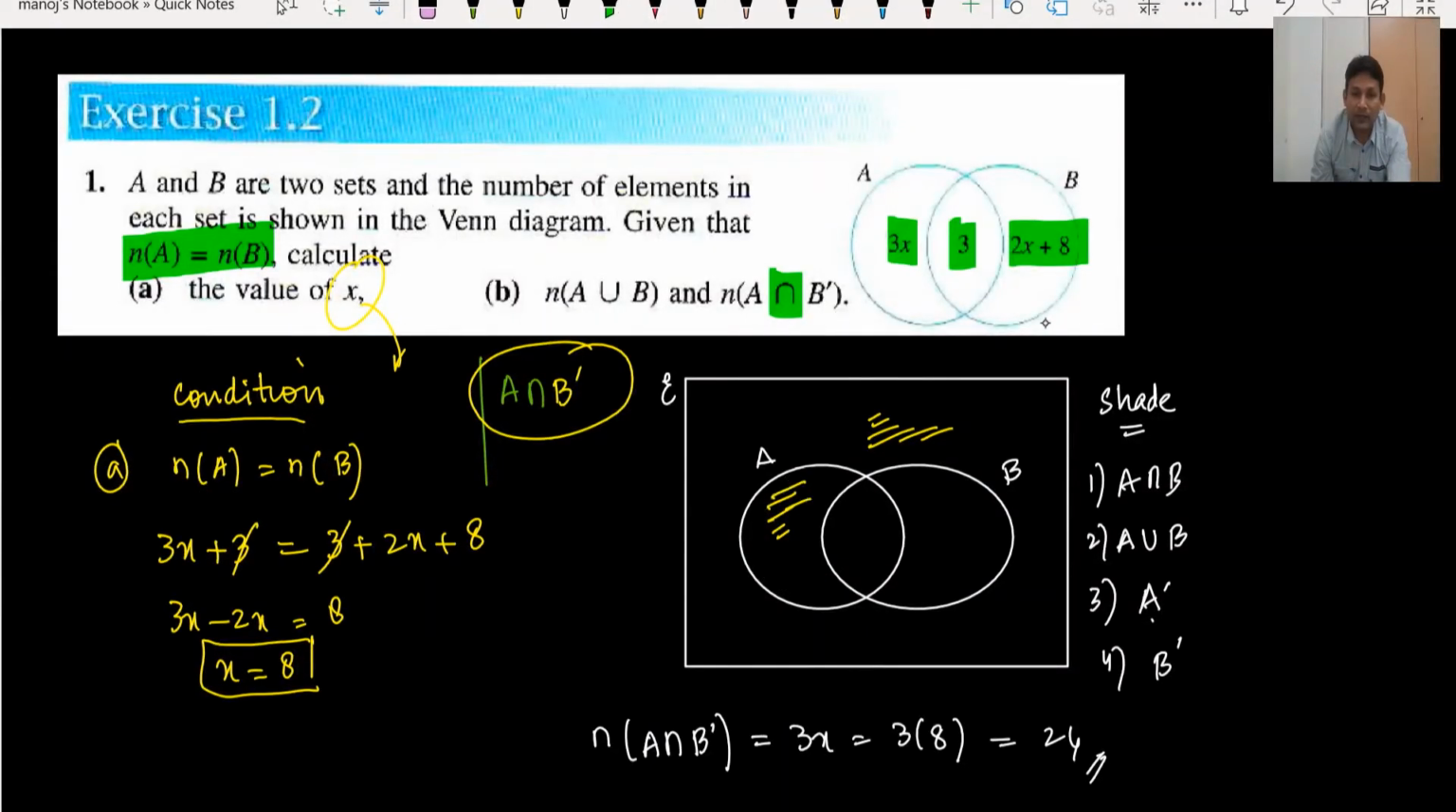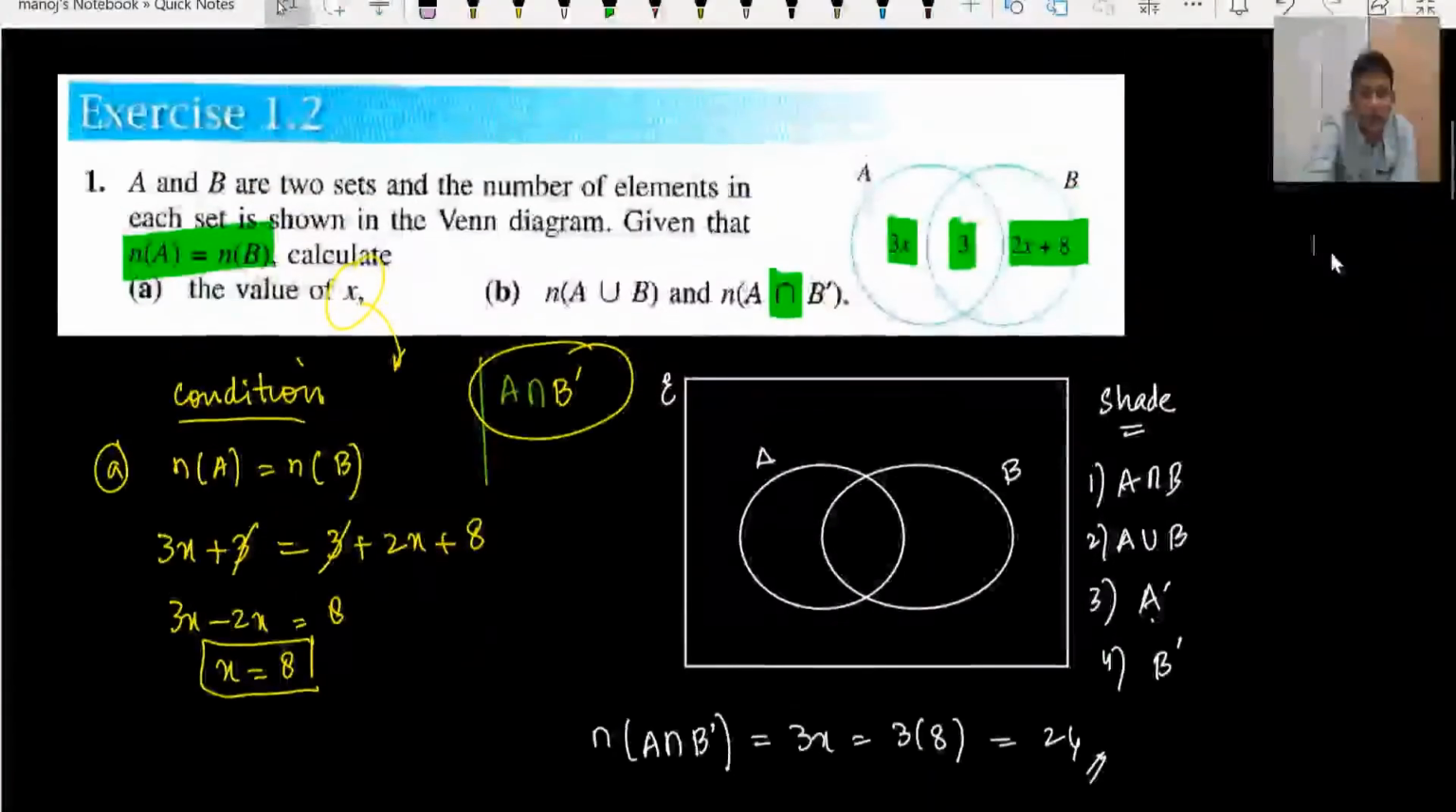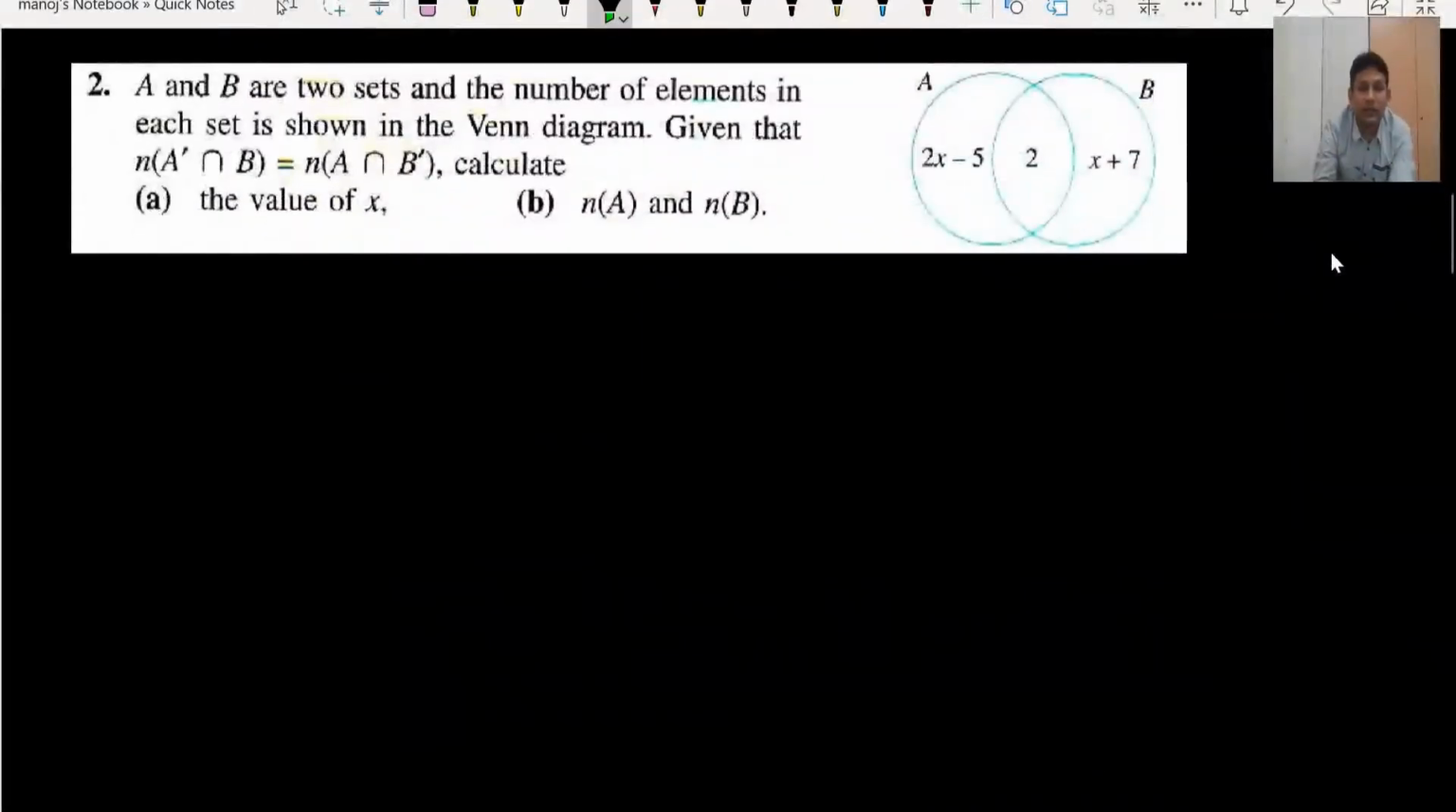For example, I want to find the number of elements. I do not know what the next question is because normally I do not use this book for my O-level students. Okay, I think I should move here and explain this Venn diagram once again.